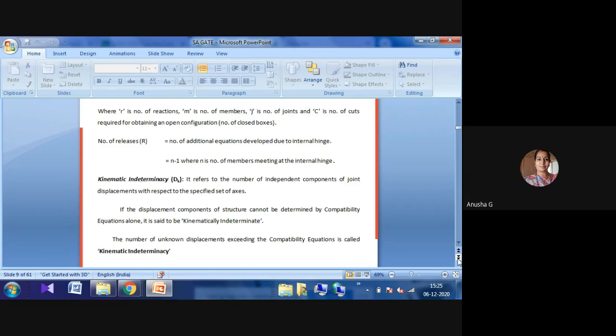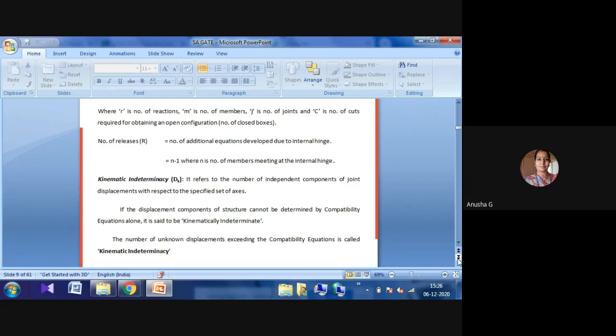And it is required for obtaining an open configuration, that is, there will be no closed boxes we have to observe here. The number of releases is nothing but the number of additional equations that have to be developed due to the internal hinge, and that is n minus 1, where n is the number of members meeting at the internal hinge. These all will be followed under the given diagram, whether it is a hinged one or a supported one. Based on that, we have to find whether it is a statically determinate or statically indeterminate structure. Now we'll see one by one with the formulas and with figures.